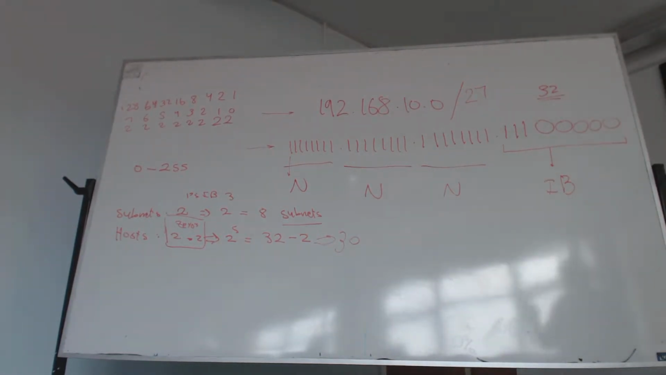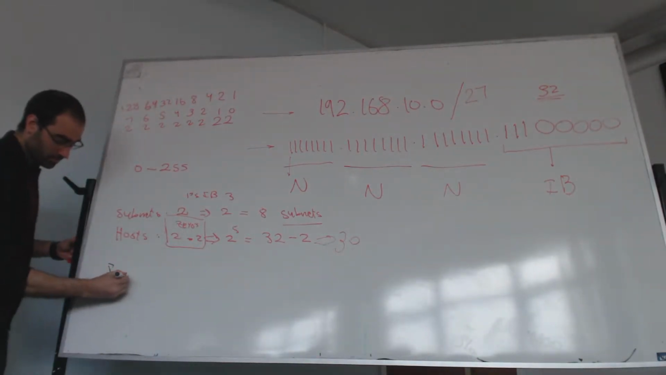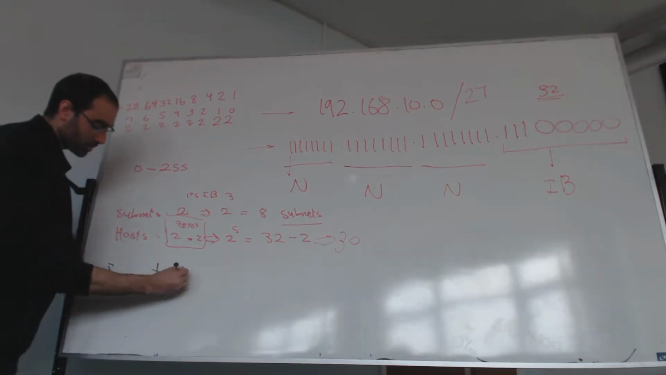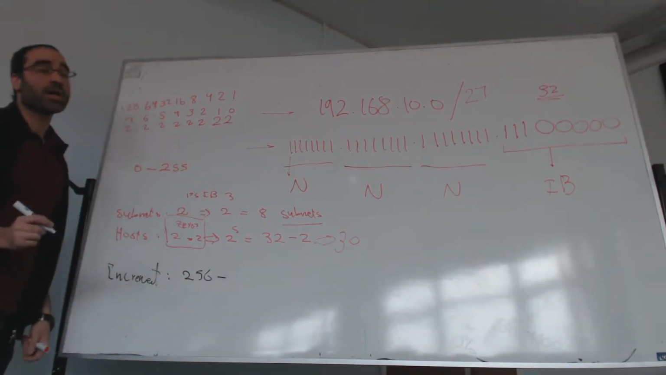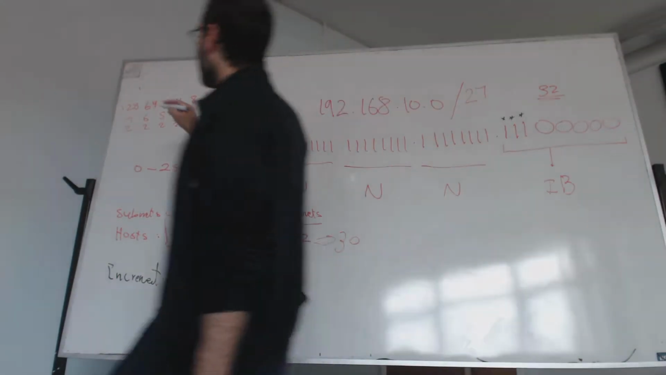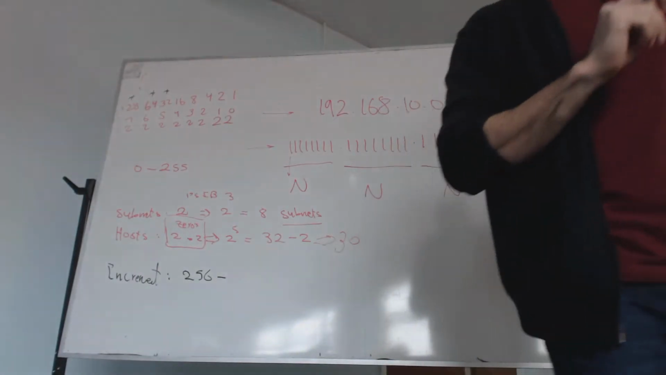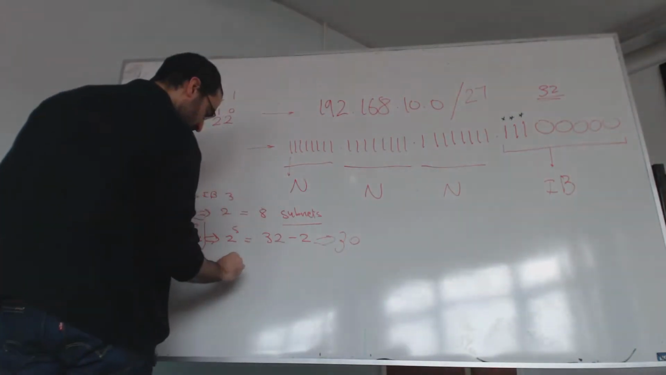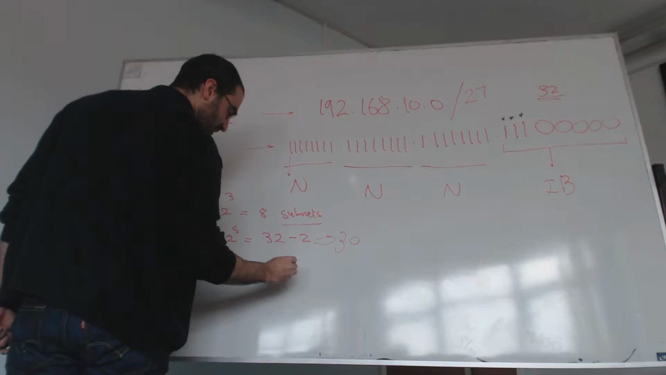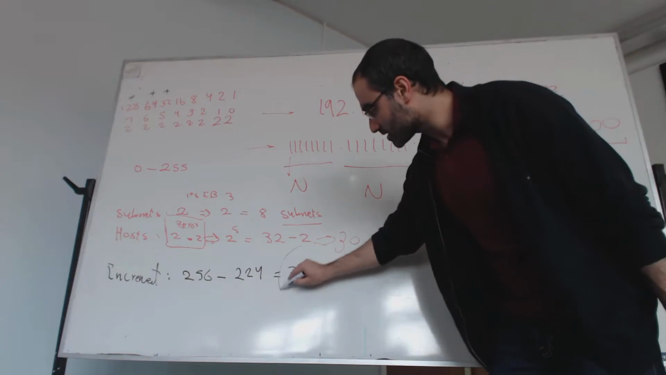I have one piece of information left that I need to find, which is your increment. The formula of the increment is basically 256 minus the actual value of the ones in your interesting byte. That's basically 128 plus 64 plus 32. That will give me, I think, 224, which will give you 32 as your increment. So your increment is 32.